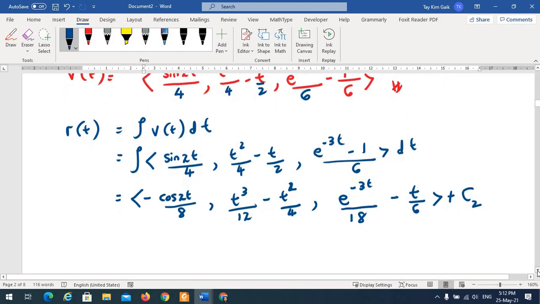Once again, integrate sin 2t over 4, negative cos 2t over 8, t squared over 4, t cubed over 12, integrate negative t over 2 to t squared over 4, integrate exponent negative 3t over 6, so exponent negative 3t over 18, integrate negative 1 over 6, so negative t over 6. Okay, and then how to find C2?